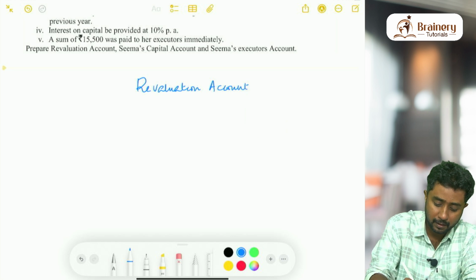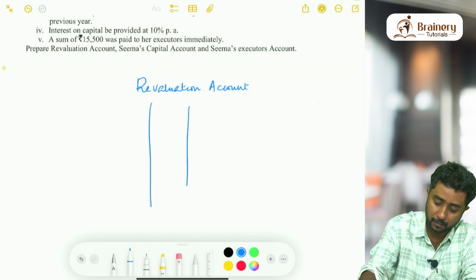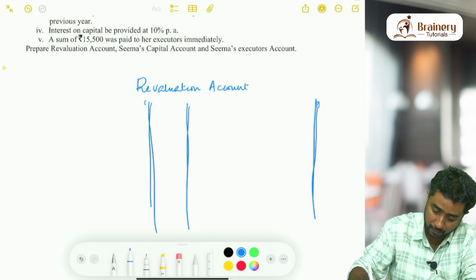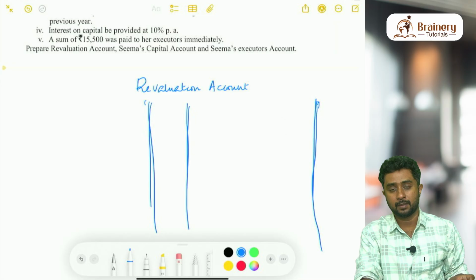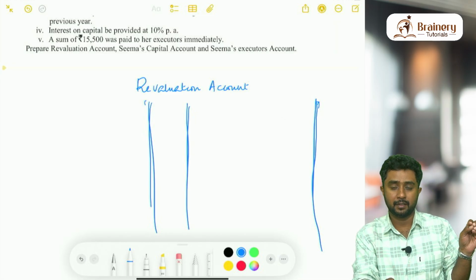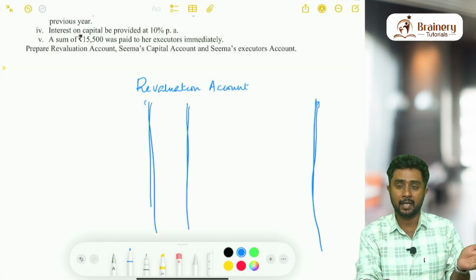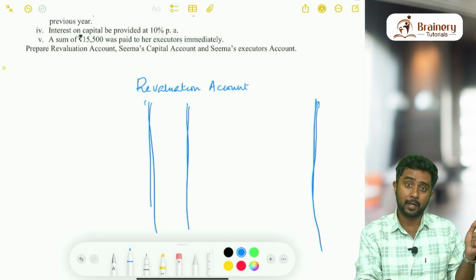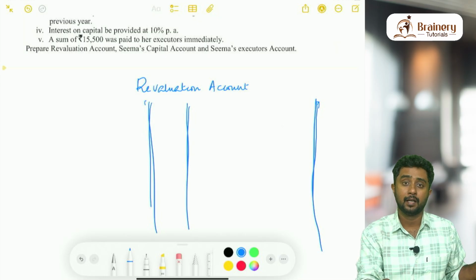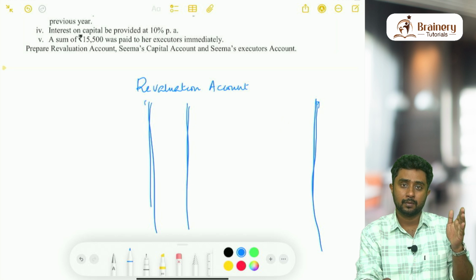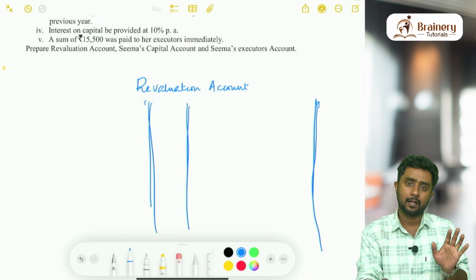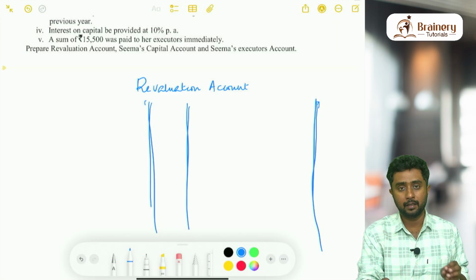To make it simple, I would like to say only one thing. Revaluation account is exactly the same as in the other chapters. If you don't know, when it comes to death also, revaluation account is prepared in the same manner as in other chapters. First we will record all the changes in the assets and liabilities. Then we will find out the balance. That balance is transferred to all the partners' capital. You must be thinking that it is going only to the deceased partner's capital account. It is not like that. Whatever balance comes in the revaluation account will be shared among all the partners normally like other chapters, and it will be shared in the old profit sharing ratio.